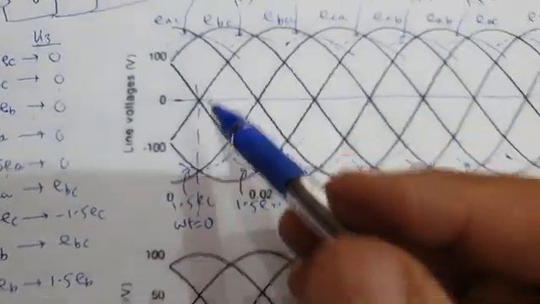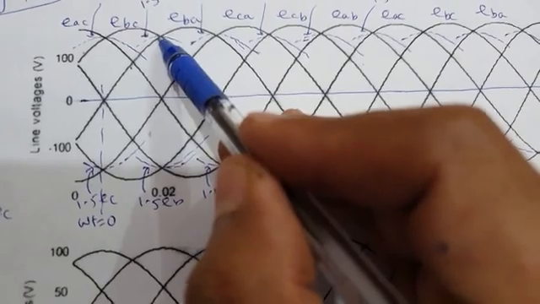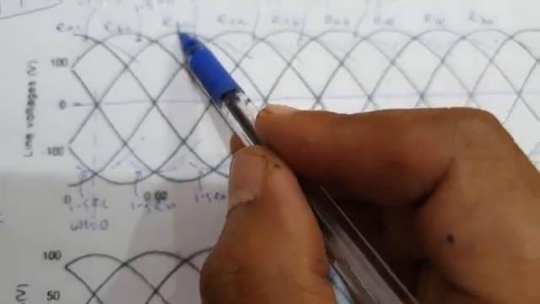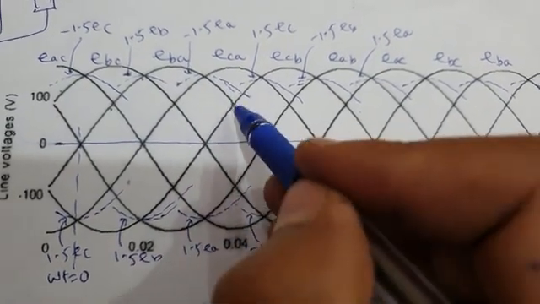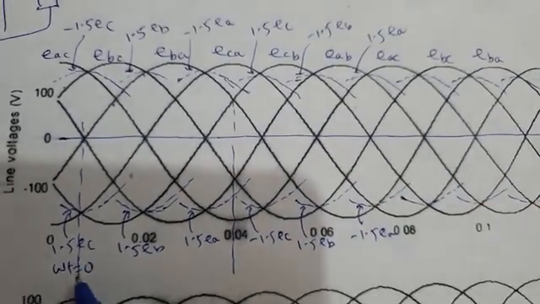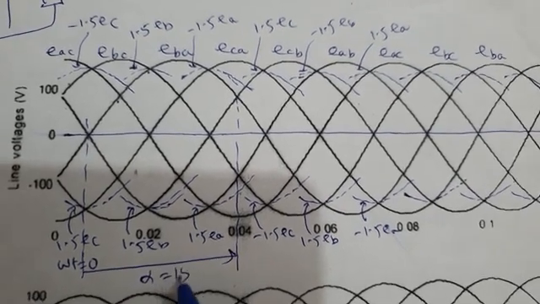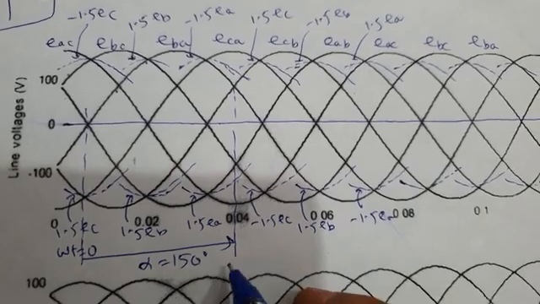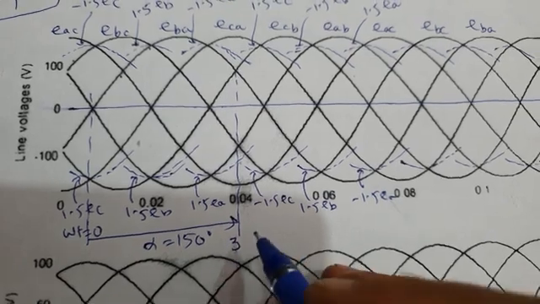So start counting 150 degrees. So this is 30 plus 30, 60, 60 plus 30, 90, plus 30, 120, plus 30, 150. So this is 150 degrees. This is your delay. This is alpha equal to 150 degrees. And after a delay of 150 degrees, your control logic circuit will issue a firing pulse to valve 3.